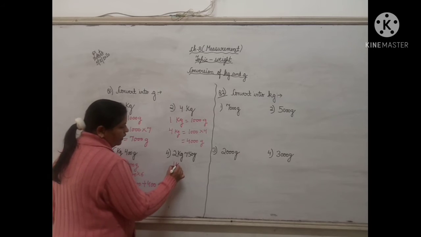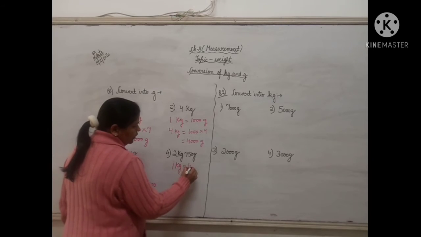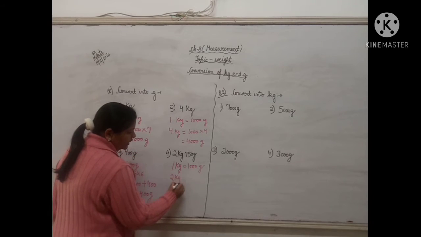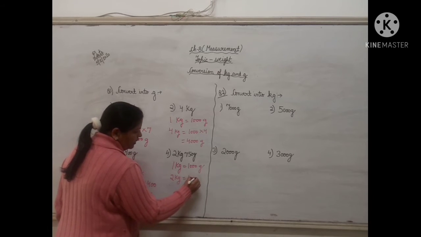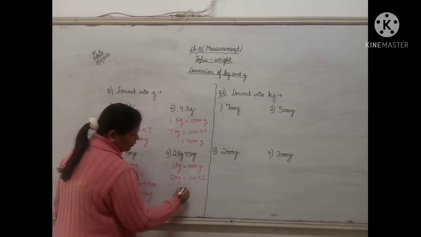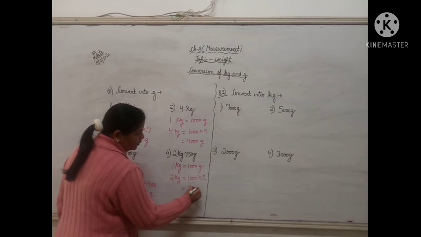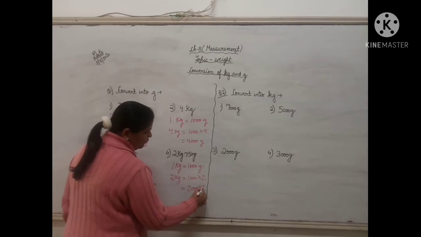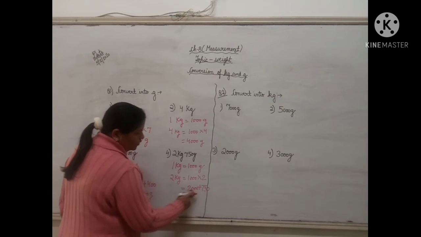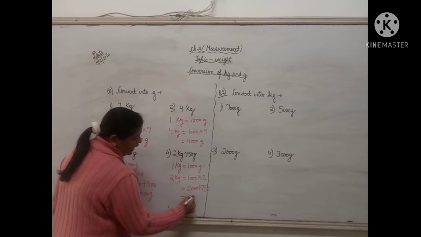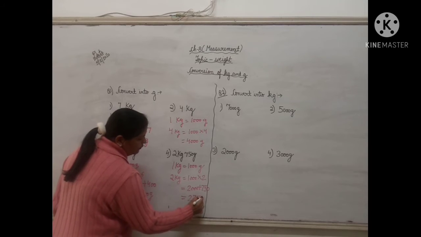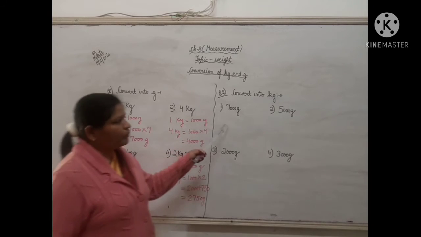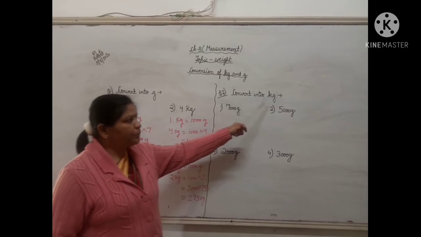Next sum, 2 kg and 750 gram. Again write the formula that 1 kg is equal to 1000 gram. So children, 2 kg is equal to 1000 multiplied by 2. That will be 2000. Now plus what else have we been given? 750. So 2000 plus 750, the answer will be 2750 gram. Clear children?